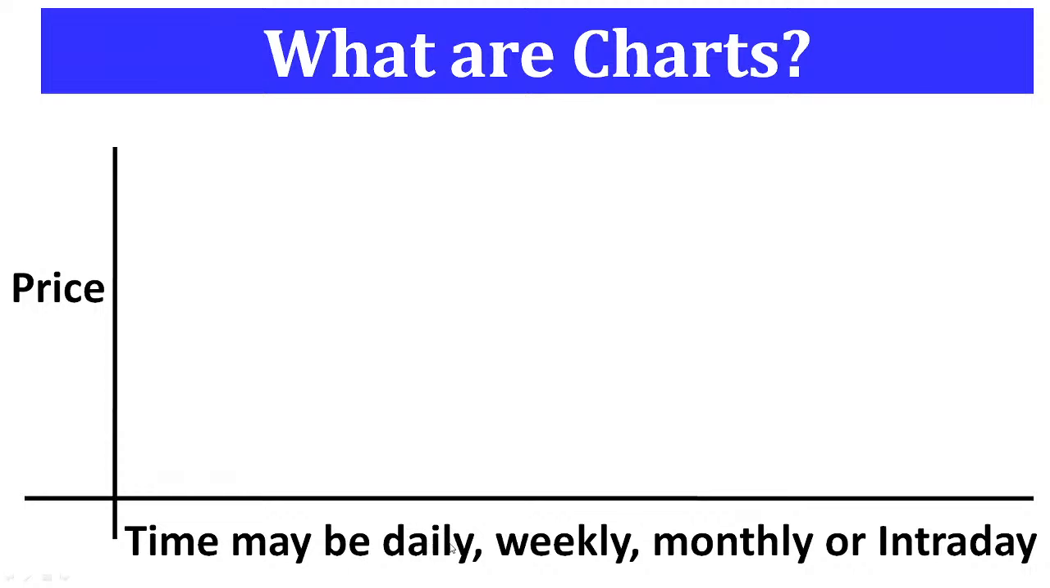And based on the time frame, we call that particular chart a daily chart, weekly chart, monthly chart, or an intraday chart. So it is clear that on the x-axis, we are plotting the time. On the y-axis, we are plotting the price of the stock. So from this, what we can understand is that a simple price versus time graph is called a chart. So let us see what are the different types of charts which are commonly used in the stock market.